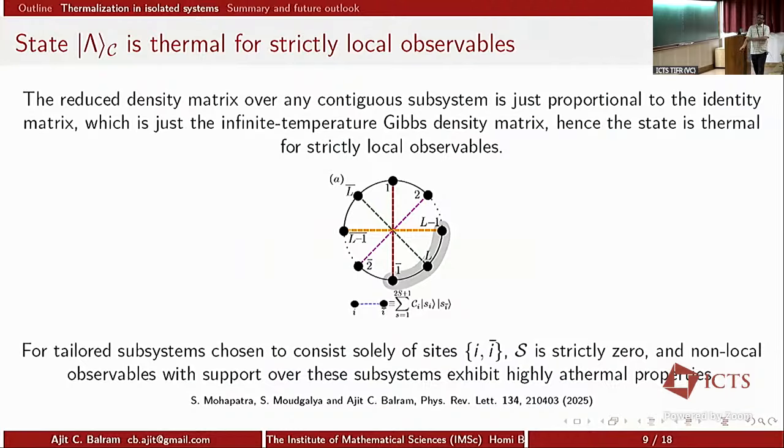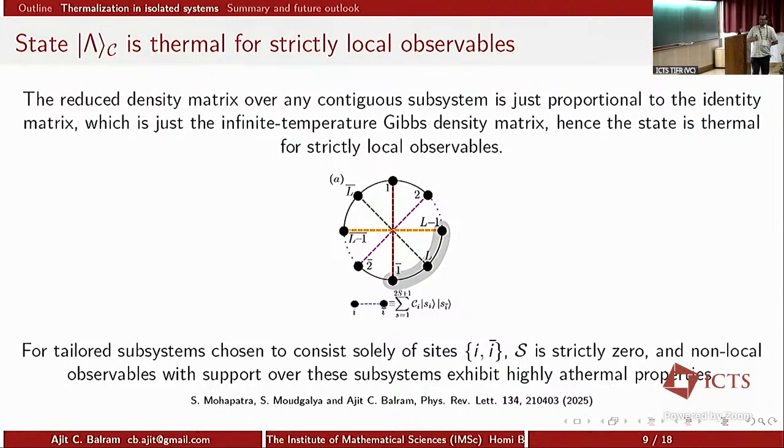Okay, so one interesting thing is that for local observables, this state actually happens to be thermal, simply because of this kind of state, there is no correlation between any set of sites which are separated by less than size L minus 1. So all these are completely uncorrelated. If you look at the reduced density matrix on this, it'll just be proportional to the identity matrix.